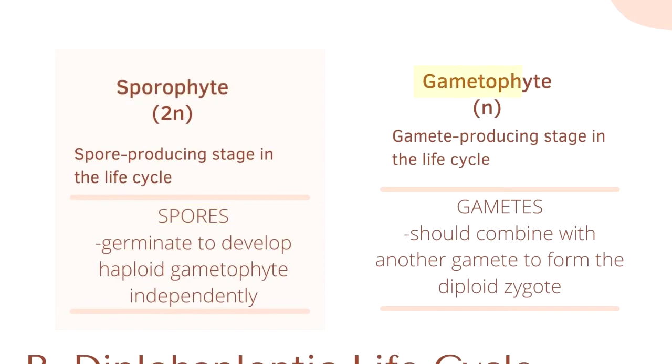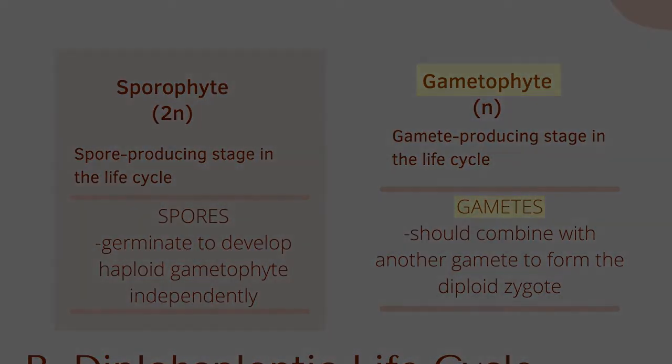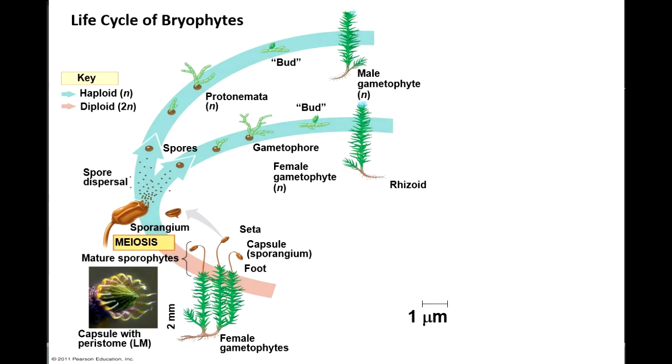On the other hand, you also have your gametophyte or the haplontic stage of this life cycle. This gametophyte is the gamete-producing stage in the life cycle. The gametes should combine with another gamete to form the diploid stage. In such case, your gametes are haploids or part of the haplontic stage. To better appreciate the diplohaplontic life cycle, let us look into illustrations or examples, such as your ferns and mosses.